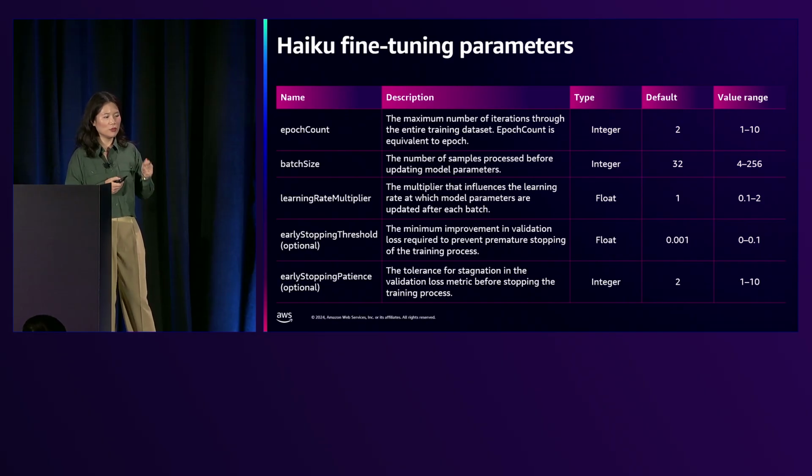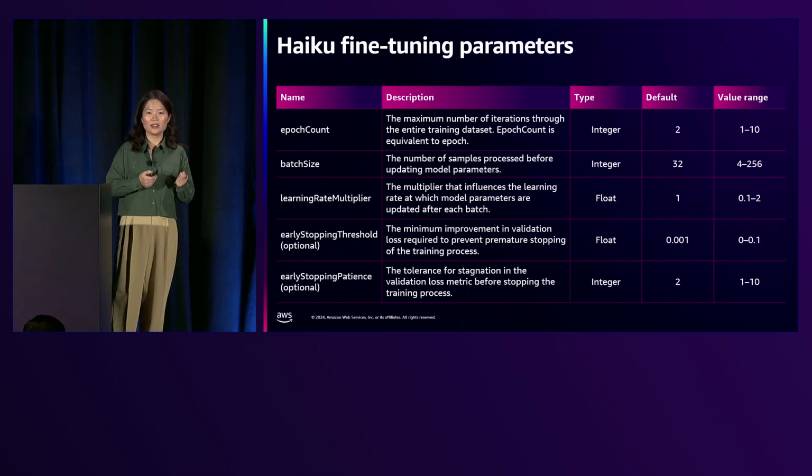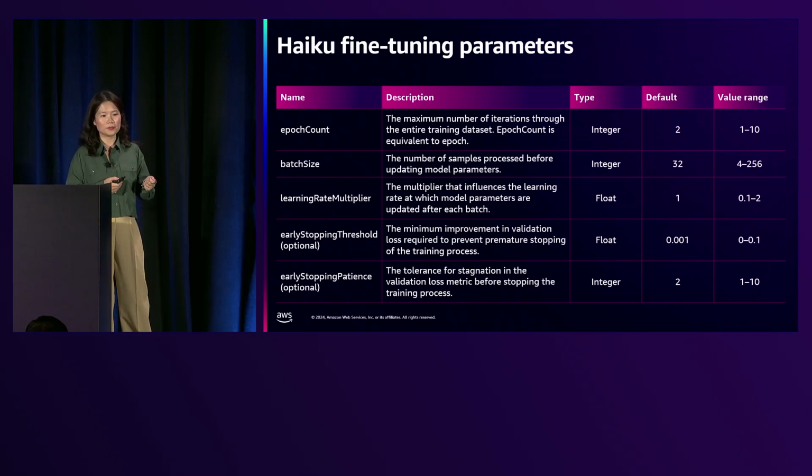And then the bottom 2, the early stopping threshold and early stopping patience, are optional. But once you provide the validation data set, you can enable these 2 to do early stopping. So what is early stopping? Early stopping is a technique to help you prevent overfitting by stopping your training job if your validation loss is not decreasing over time.